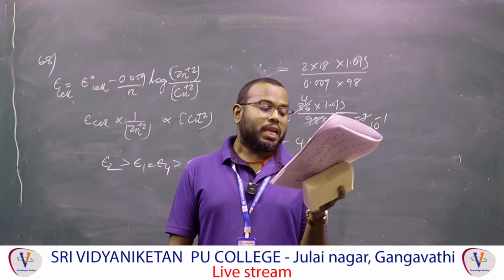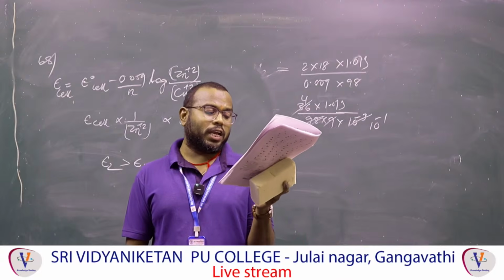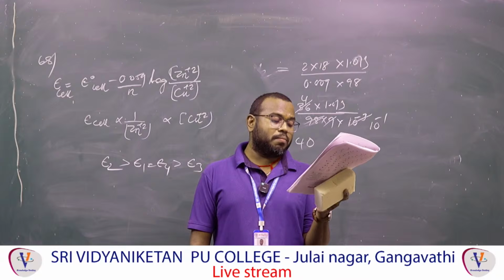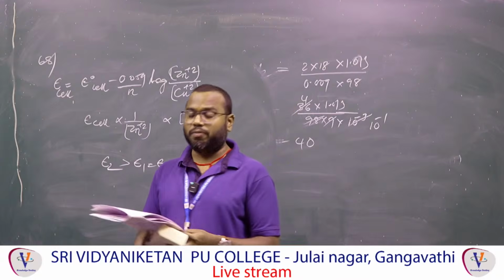71st question. If the rate constant of a chemical reaction is 10 to the power minus 2 second inverse, then the time required for the completion of 20% of the reaction will be.